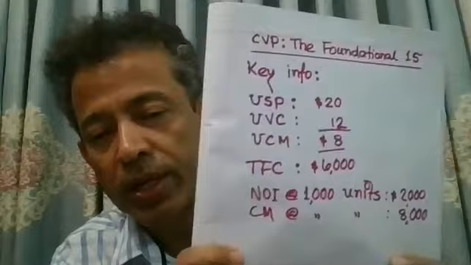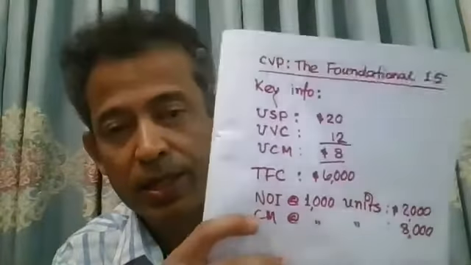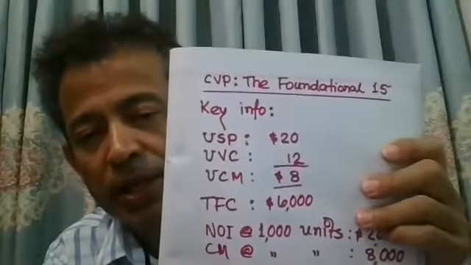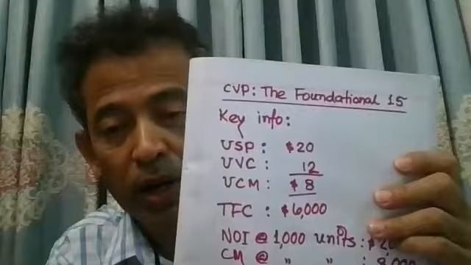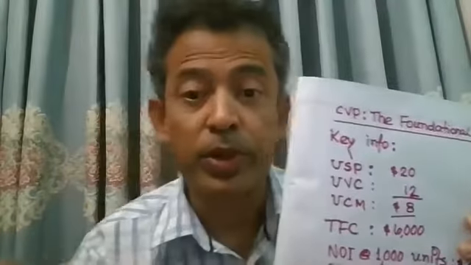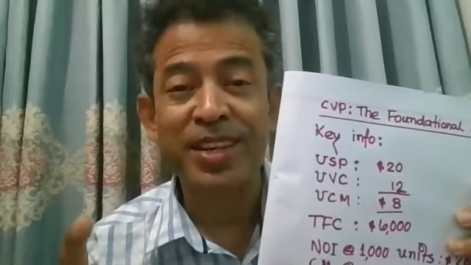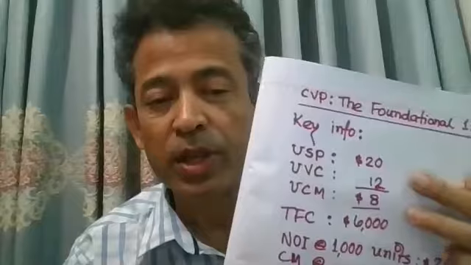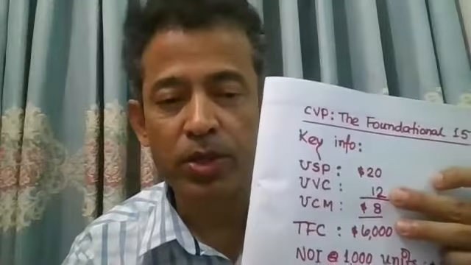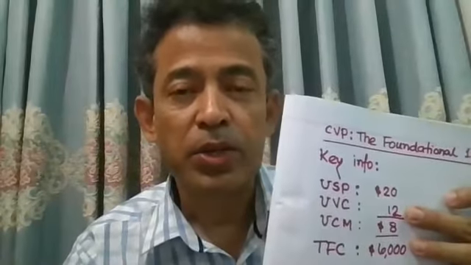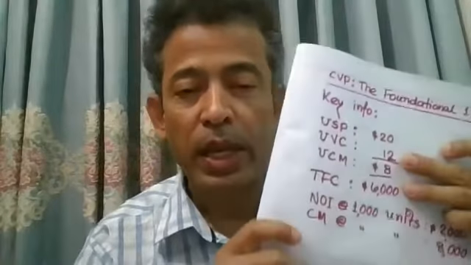Anyway, so this is the key information on a unit basis. So I have unitized it on a per unit basis. You can see the unit selling price is $20 because the total sales for 1,000 units is $20,000. That means for one unit it is going to be $20. And likewise, the unit variable cost is $12. So that leads us to contribution margin per unit, or UCM, of only $8.